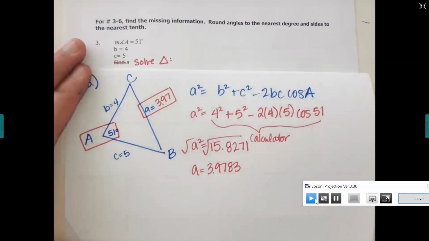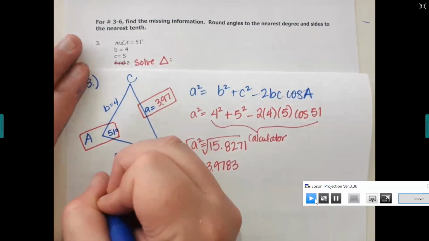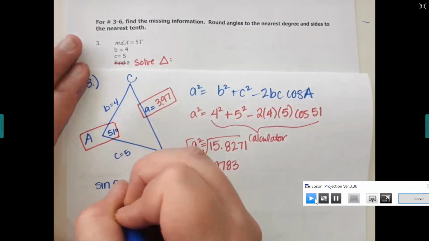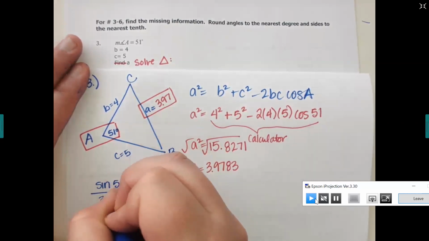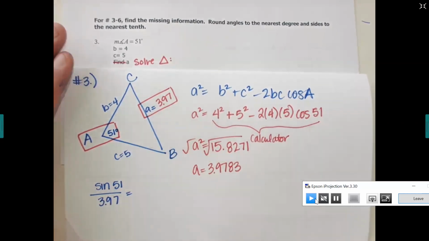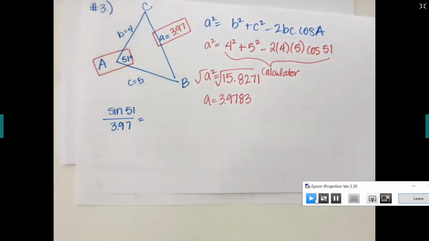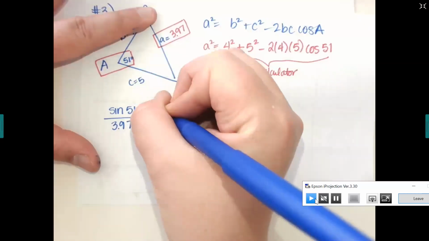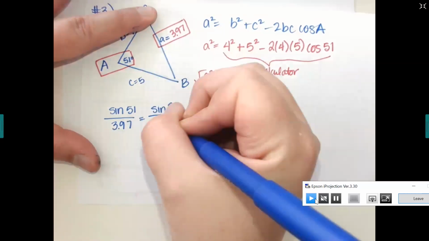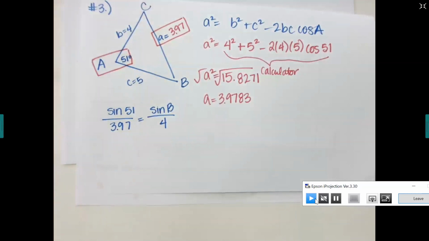All right, so let's set it up. I'm going to do sine of 51 over 3.97 equals. Those are my A's. And then do we want to find B or C first? It doesn't matter. Okay, let's find B. Then I'm going to put sine B over what number? 4. Because if it's a big B on top, it needs to be little b on bottom because they always are in the same fraction together.